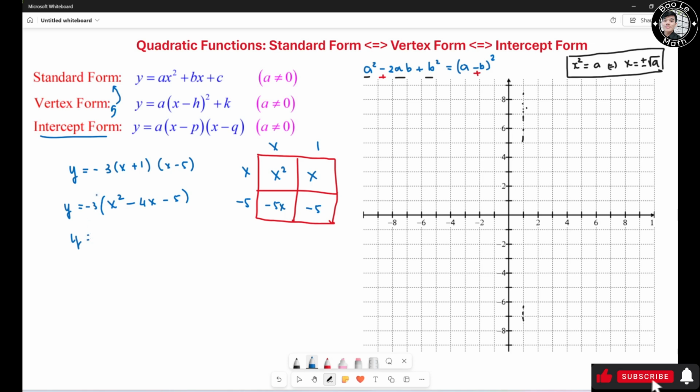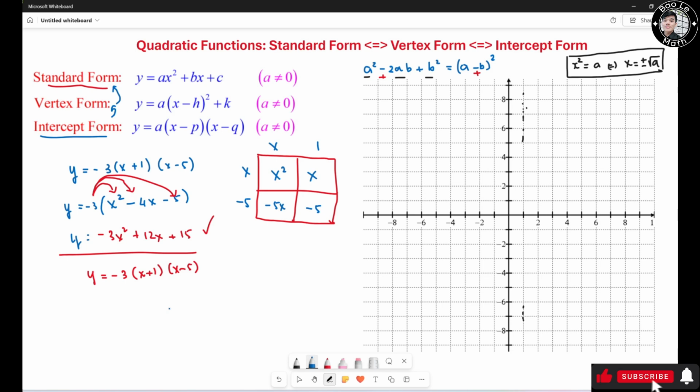So y equals negative 3 times s squared, negative 3 times negative 4s, and negative 3 times negative 5, right? So it's going to be negative 3s squared, negative 3 times negative 4 is going to be plus 12s. Negative 3 times negative 5 is going to be plus 15, right? And this is the standard form, so we're done with this one. Now, we need to convert this one into the vertex form. So I need to rewrite the vertex form from y equals negative 3 times s plus 1 times s minus 5.